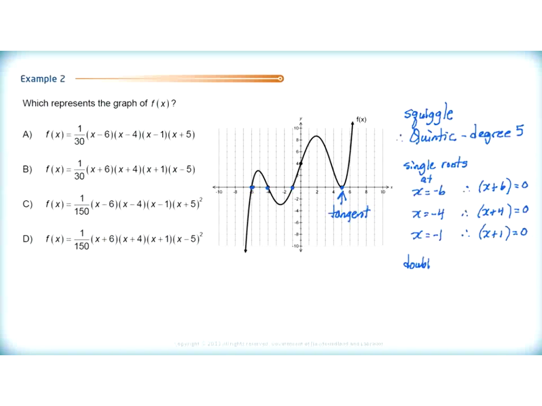In the last case, I see that the graph is tangent at x equals 5. Therefore, there is a double root at x equals 5, and the factor will be x minus 5 raised to the power of 2 because we have a multiplicity of 2, equal to 0. The only multiple choice answer that corresponds with this is D. You have x plus 6 times x plus 4 times x plus 1 times x minus 5 raised to the power of 2.